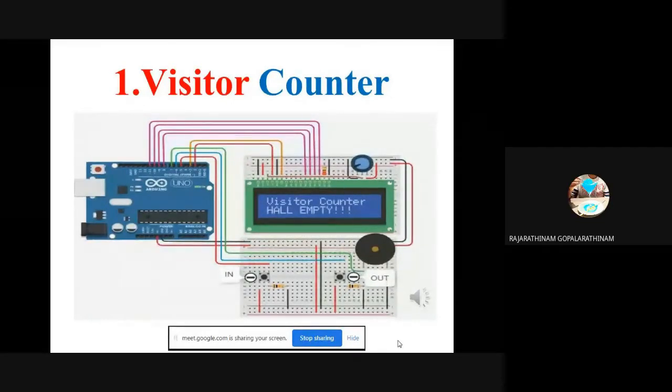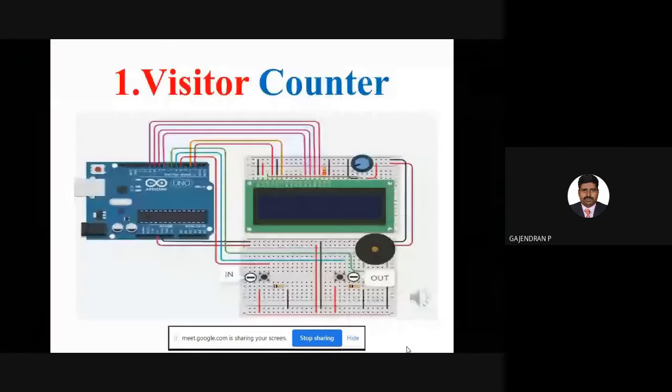Okay. Yes Gajendran, you proceed. Yes. And one more thing, can anyone tell? We missed one component to list in our project. Can anyone tell? In the list of components, we missed one component. Potentiometer. Yes, very good. Thank you. Potentiometer for LCD. Great. Yes, very good.